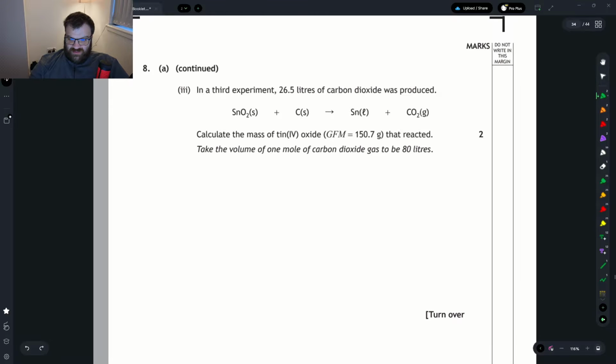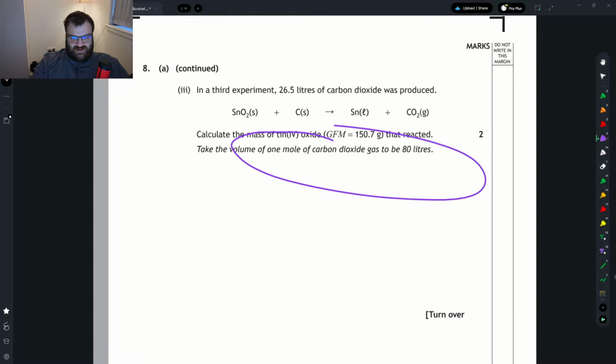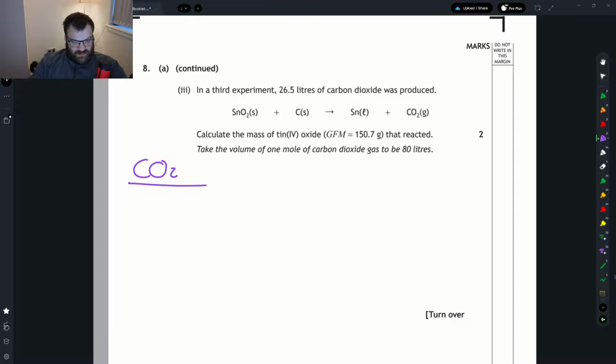In this one, we're dealing with molar volume. I know that for two reasons. Number one, it's volumes of gas. It also tells us that 1 mole of carbon dioxide is 80 litres. We have to start with the carbon dioxide because it gives us the litres and the molar volume, and it's asking us to figure out the mass at the end of the other chemical. So a little heading of CO2.